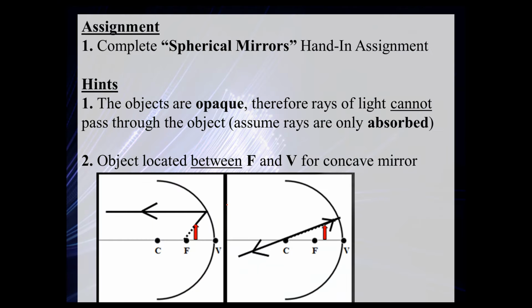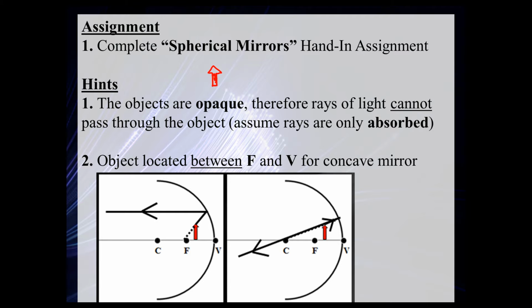All right, so that's the end of the lesson. And what you can do is complete a handed assignment called Spherical Mirrors. In order to do this, I've provided a couple of hints. I'll just briefly talk about hint number 1. What hint number 1 says is to treat the objects like they are opaque. So here's what I mean by this.